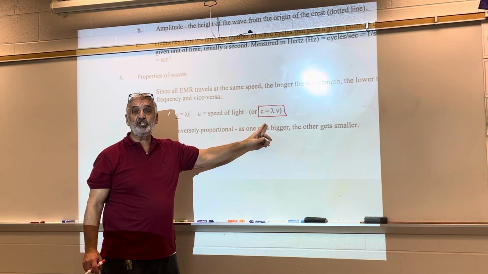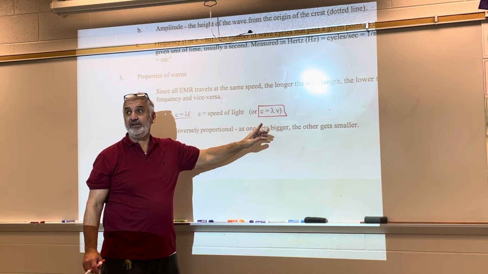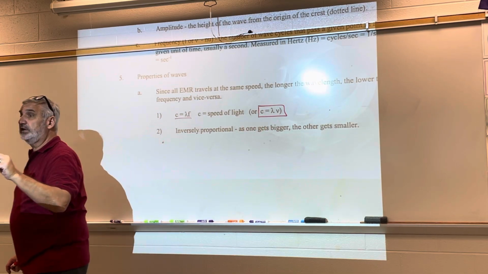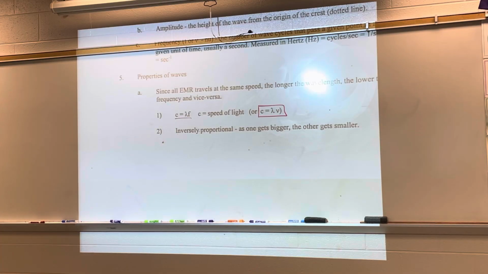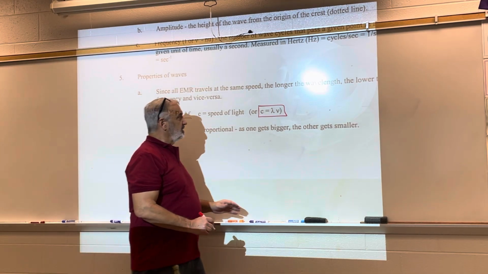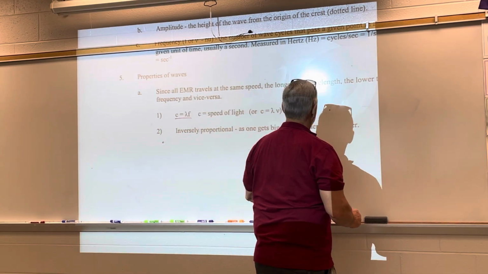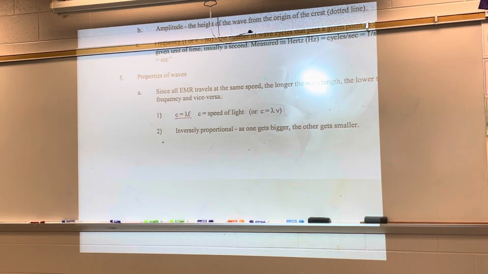Now this relationship is true for any wave, even sound waves. Wavelength times frequency always equals the speed of the wave. Now sound will travel at different speeds depending on the medium, but wavelength times frequency is always going to equal the speed of the wave. All EMR travels at the speed of light, 3.00 times 10 to the 8th meters per second. Okay, so that's that relationship. Now, turn the page.